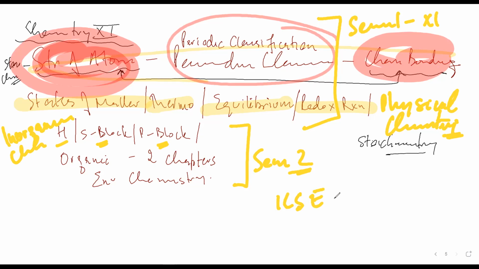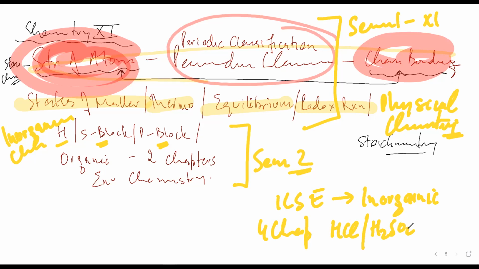ICSE students do not face any difficulty in inorganic for a simple reason that they have done 4 chapters of inorganic. Do you remember those 4 chapters of HCl, H2SO4, HNO3? Do you remember that? How painful those 4 chapters were?